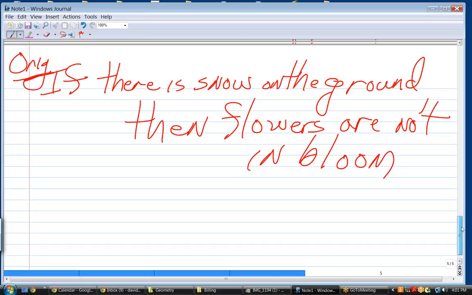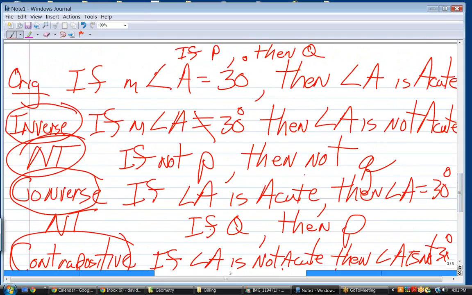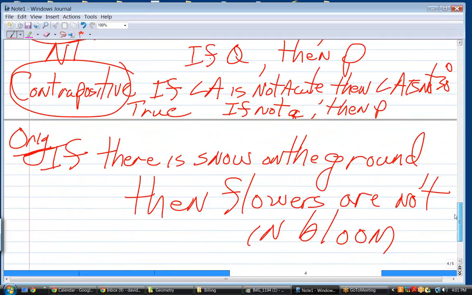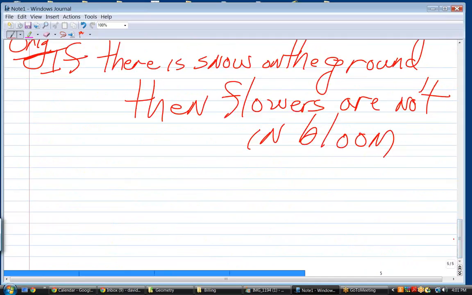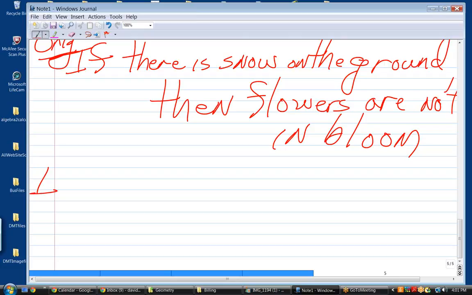Now let's go back and take a look at the inverse. The inverse is if not P, then not Q. So what would the inverse of this be? If there's not snow on the ground, then flowers are not in bloom.